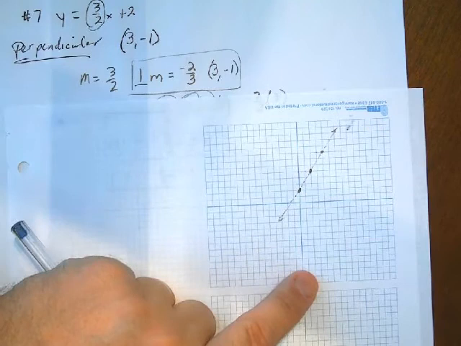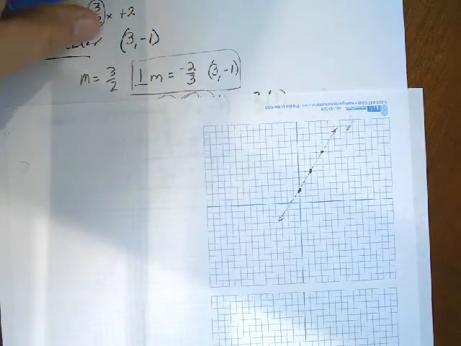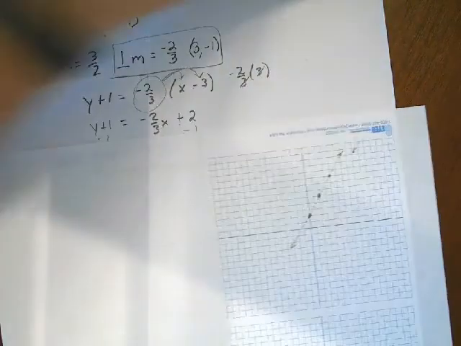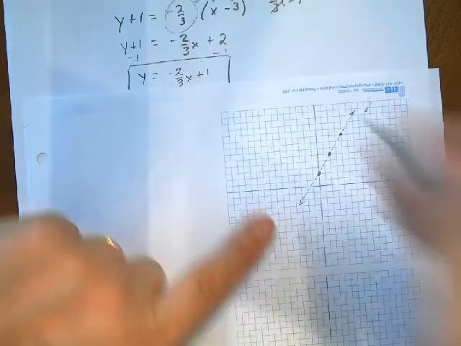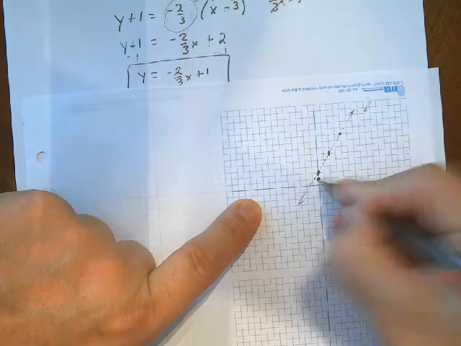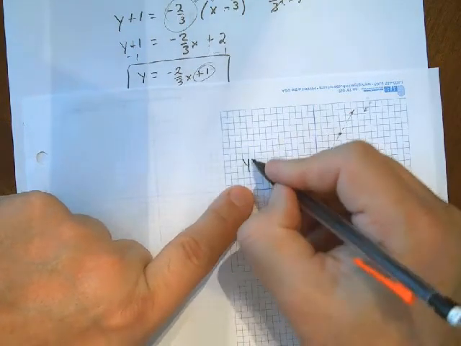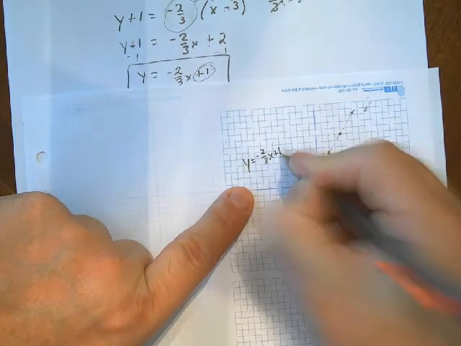All right, so there we go. There's the original. Now the perpendicular has a slope of -2/3, and we ended up having it be -2/3 plus 1. That means right here, plus 1 is the y-intercept. So I'm going to just write it here: y is equal to -2/3 x plus 1.